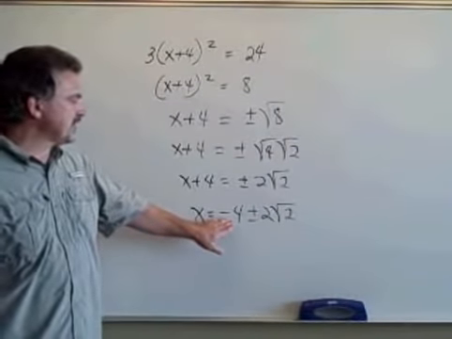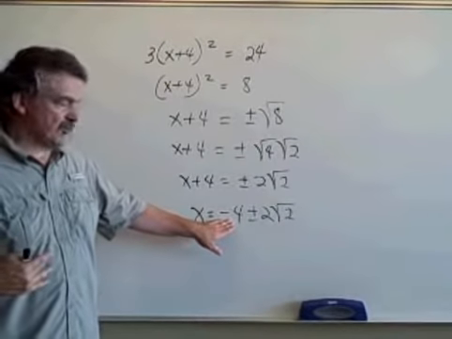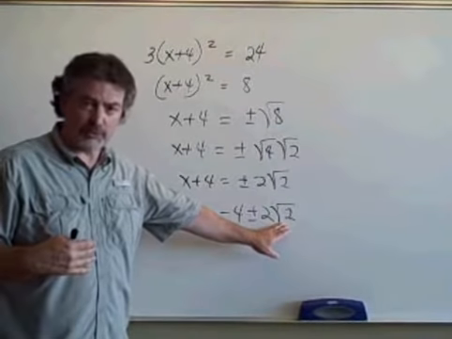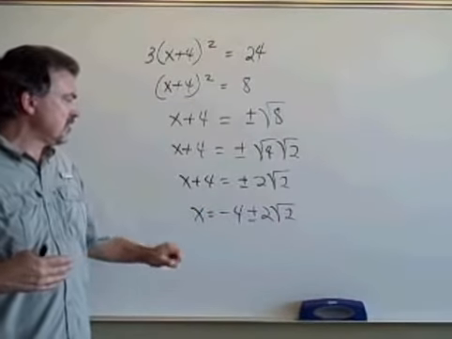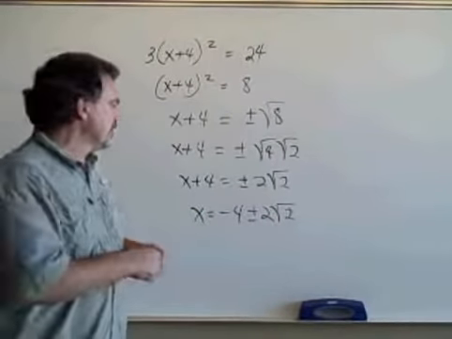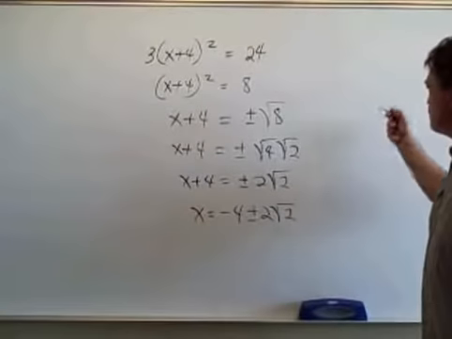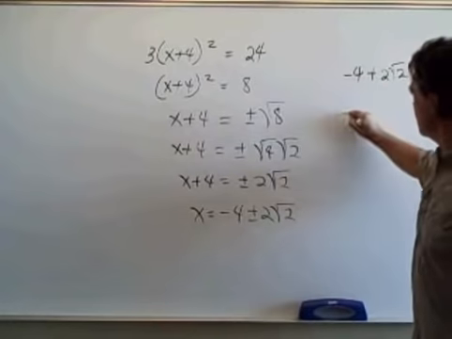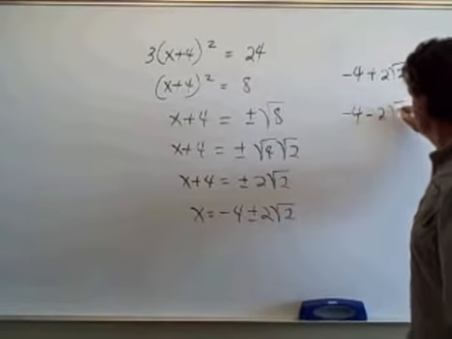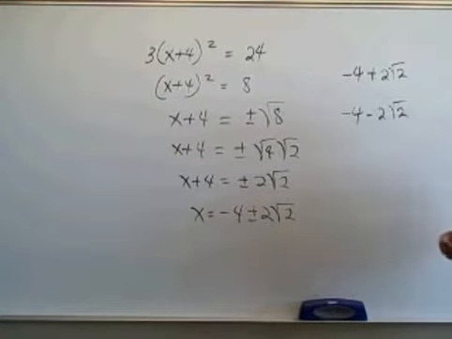And we always write the term without the radical first and the term with the radical second, behind the plus or minus symbol. So our two solutions to this equation are negative 4 plus 2 times the square root of 2 and negative 4 minus 2 times the square root of 2.